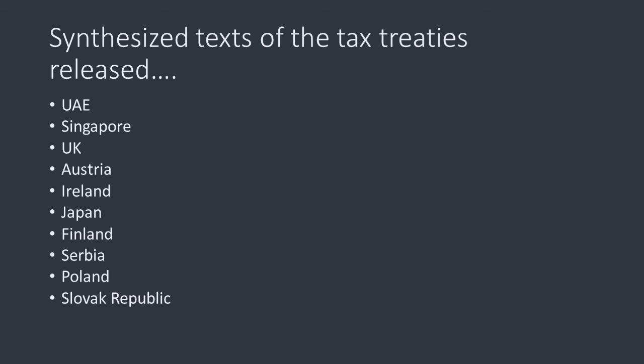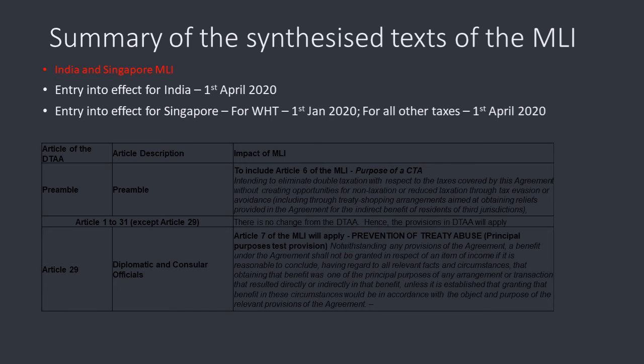The following countries have released their synthesized text of tax treaties with India: UAE, Singapore, UK, Austria, Ireland, Japan, Finland, Serbia, Poland and Slovak Republic. We will just see an example of how it impacts a particular DTA where MLI is entered. We take the example of India and Singapore, which is effective from 1st April 2020.